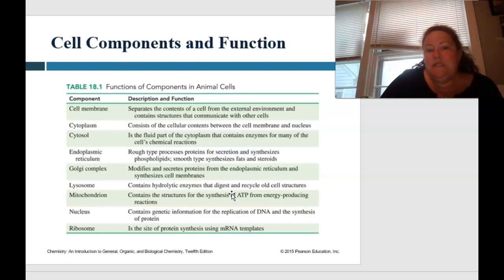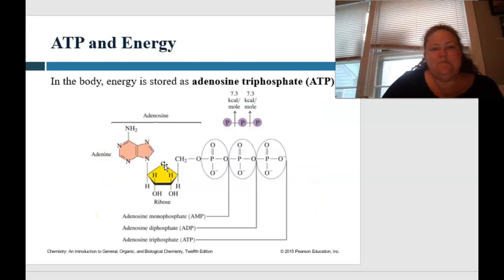So this is a great summary table with the different functions and components that are involved in metabolism in the animal cells. So we have our cell membrane, cytoplasm, cytosol, the ER, the Golgi, lysosomes, mitochondria, nucleus, and ribosomes. So we are going to discuss all of these.